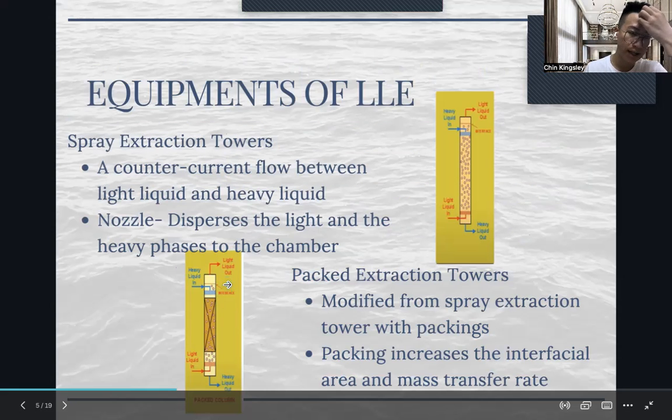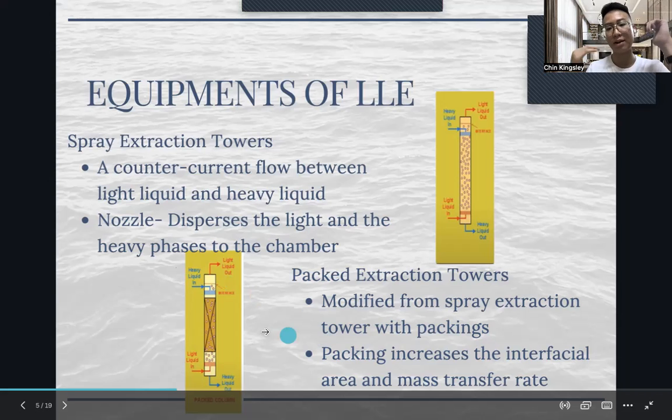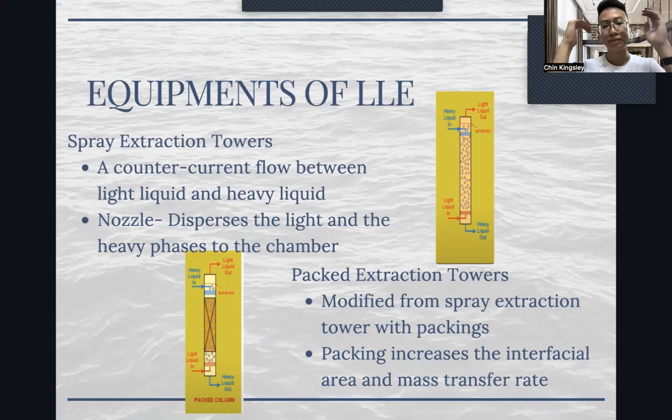So there are some equipment for LLE, which is spray extraction towers. First, it is a counter current flow between light liquid and heavy liquid. The nozzle is to disperse the light and the heavy phases into the chamber. And the second one is packed extraction towers. It is modified from the spray extraction tower with packing, and the packing is to increase the interfacial area and mass transfer rate.